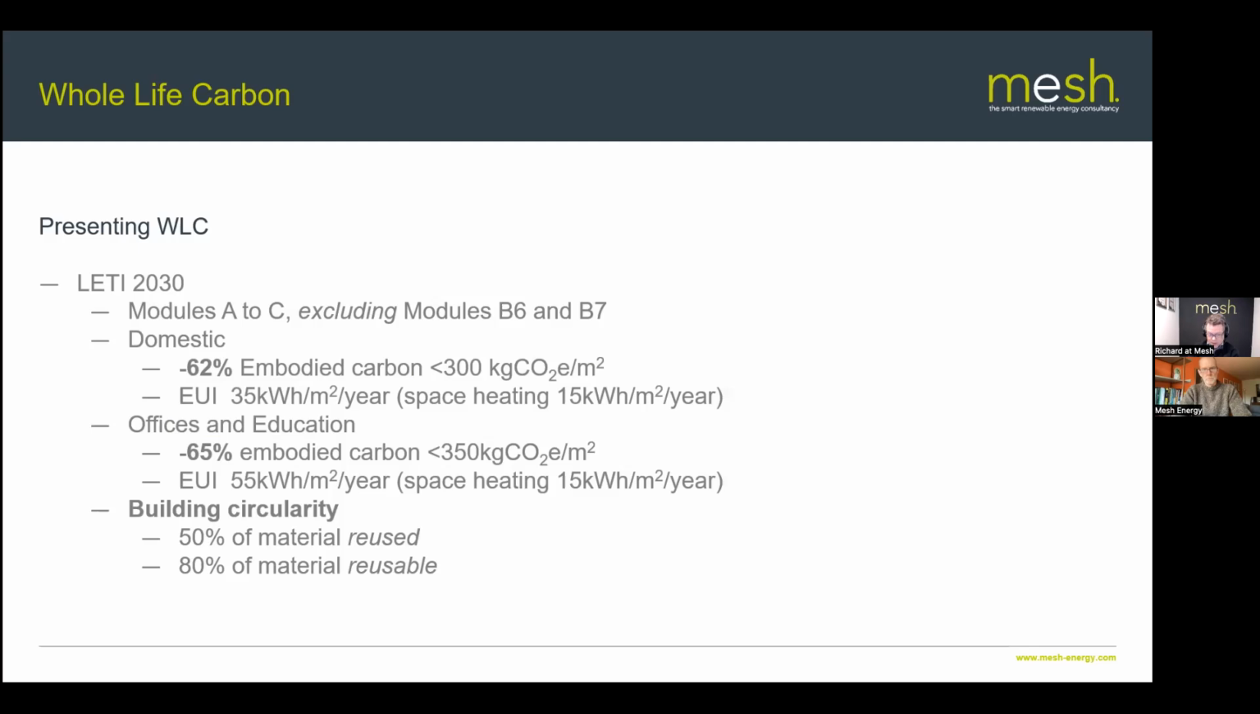What's interesting as well is that I've been talking about deconstruction and adaptability, but it's also asking that designers look at building circularity. So, 50% of the material is reused in the design. So, start thinking about what percentage of previously used material you can use in your scheme, and how much of that material will then be reusable at the end of life of your scheme.